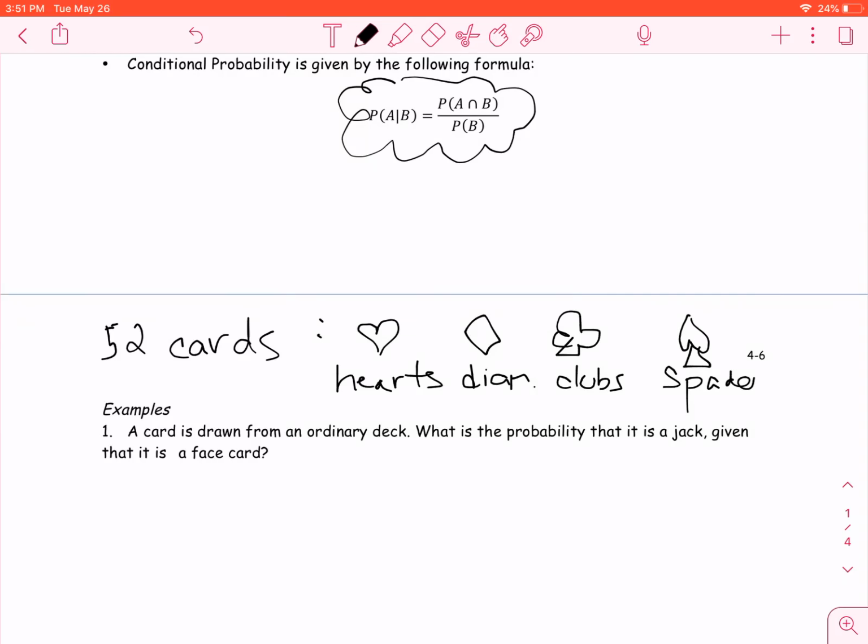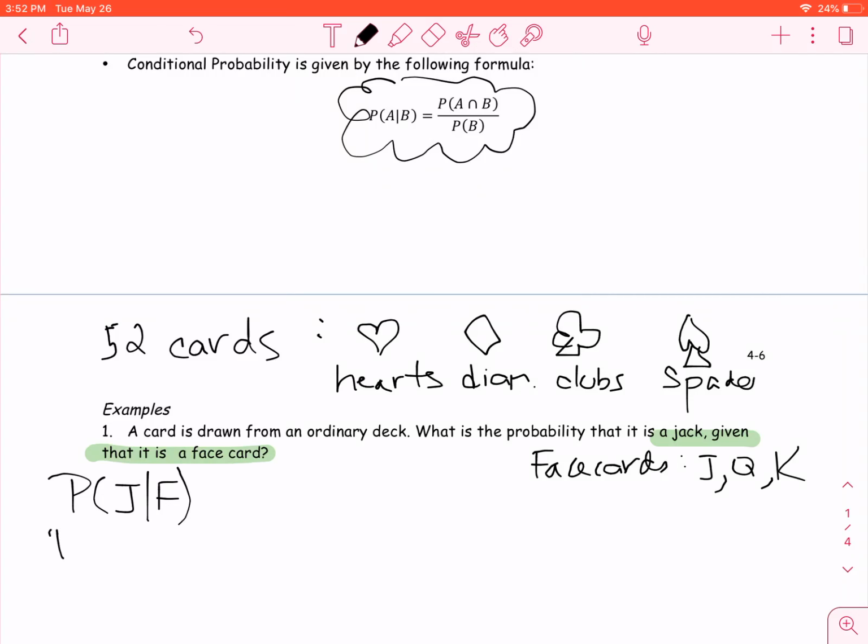There we go. In that, we're going to consider the probability that a card we draw is a jack, given that it is already a face card. Some knowledge on face cards: face cards are cards that have faces, and that pertains to jack, queen, and king. So what we're actually looking for is the probability of jack given that it is a face card. First we need to find the overlap.